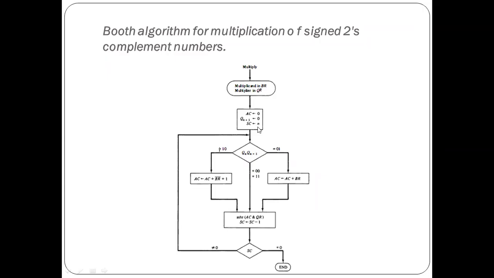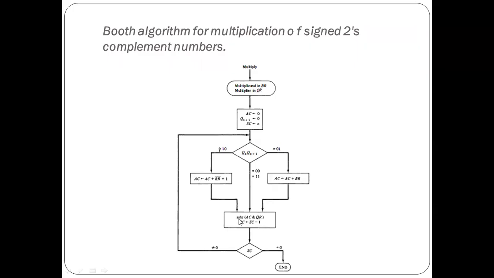This is not n minus 1. Qn and Qn plus 1 need to be inspected. If it is 1, 0, the first 1, it leads to the subtractive term. So subtraction is performed. AC minus BR is done by 2's complementing and then adding to AC. Addition is performed like this, AC plus BR. If both bits are the same, no operation is performed.